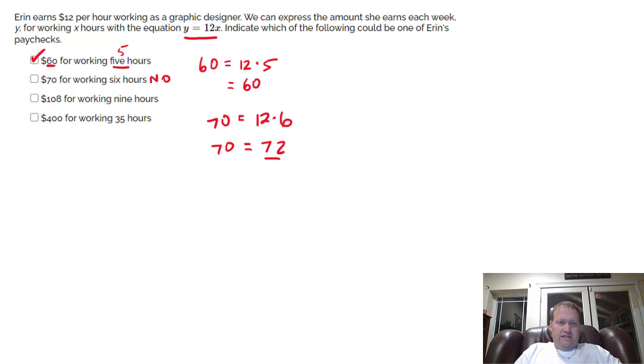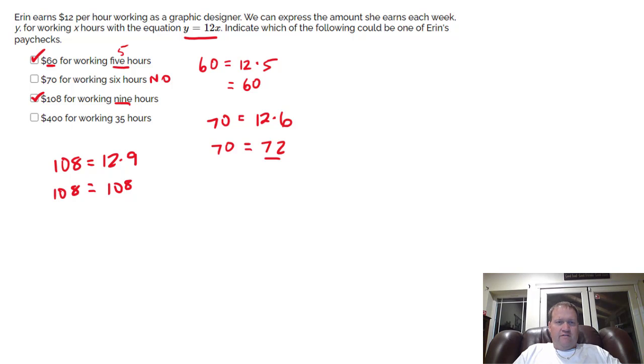Let's try the next one. Is it possible to earn $108? That's y. 108 equals 12 times x, and x is 9. And 9 times 12 is 108. So those two sides are equal, so that is another possibility. That's another solution.